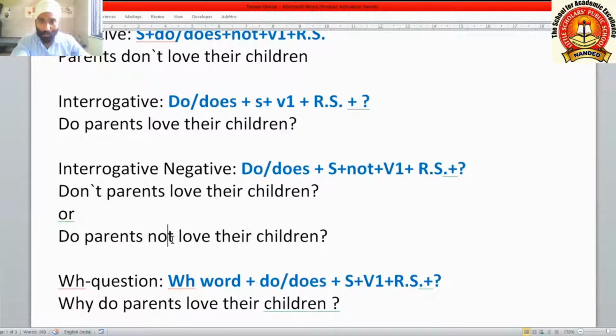Do parents not love their children? If not, you are using it separately, that you have to use after the subject according to the formula. If you want to use it in contracted short form, you have to use it with the helping verb in this way. So both these sentences are correct. This is how the interrogative negative sentence will be.